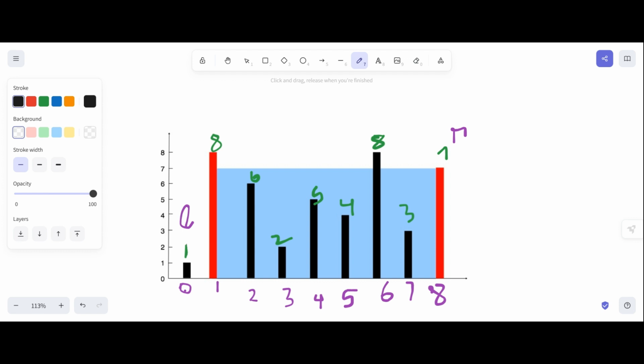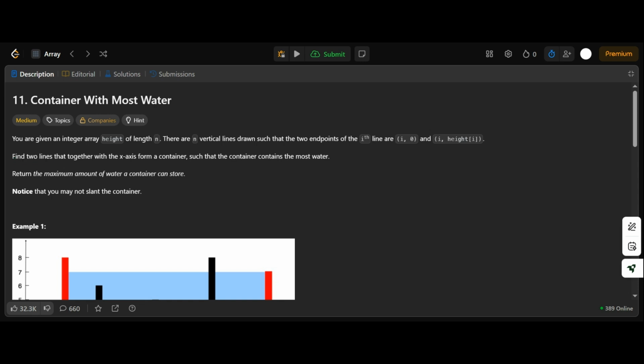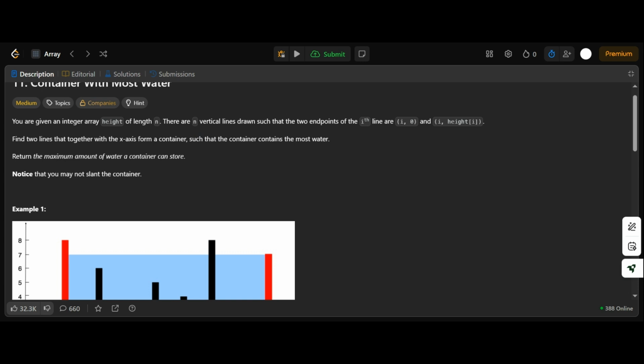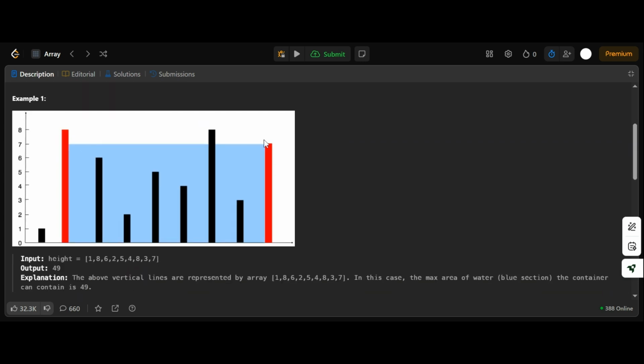For example, over here, a container means simply two lines. Remember that. Find two lines. You have to find two lines that together with the x-axis will form a container such that the container contains the most water. So here we'll find two lines that will have the most amount of water, including the x-axis. That means you cannot ignore the width. You must include both the width and the height of the container.